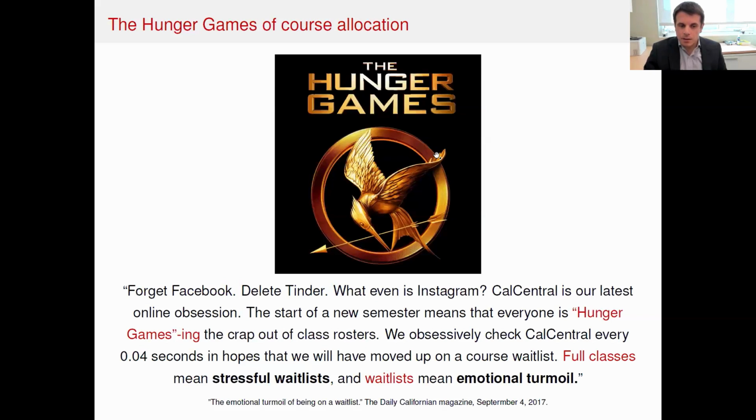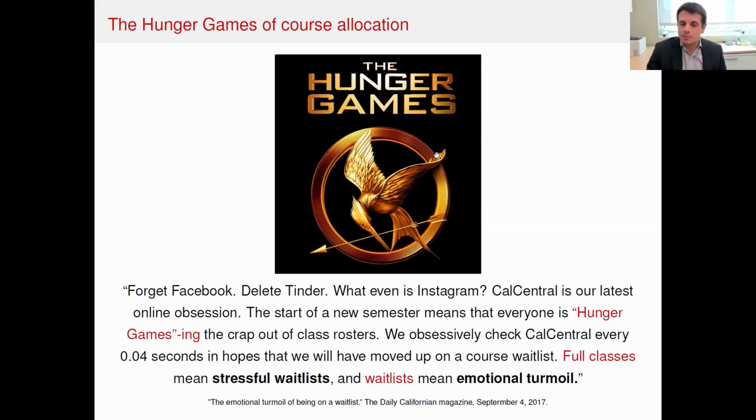Let me first motivate that the problem of course allocation is very important. Let me just read a quote from the Daily Californian. This is a Berkeley magazine. "Forget Facebook, delete Tinder. What even is Instagram? California Central is our latest online obsession. The start of a new semester means that everyone is hunger gaming the crap out of class rosters. We obsessively check California Central every 400 seconds in hopes that we will have moved up on a course waitlist. Full classes mean stressful waitlists, and waitlists mean emotional turmoil."